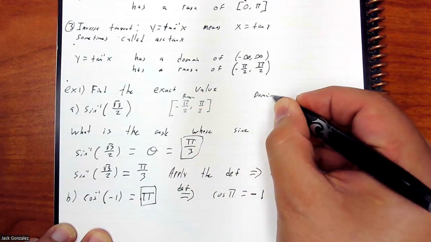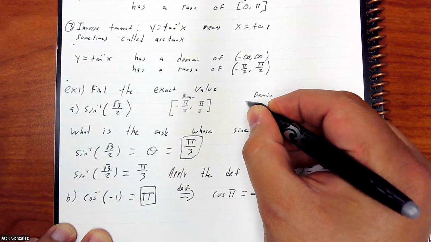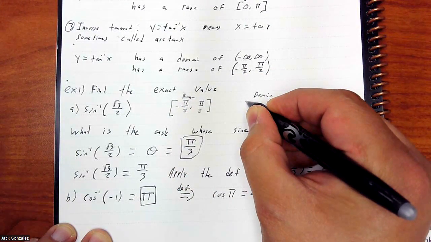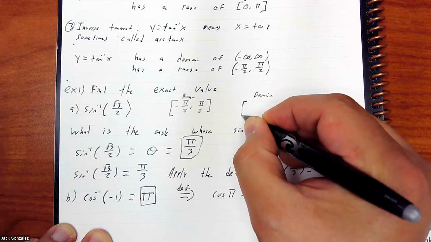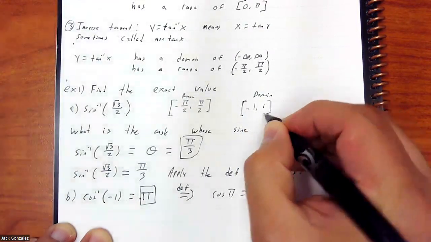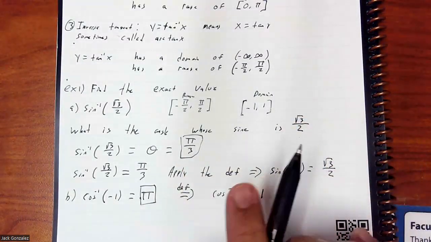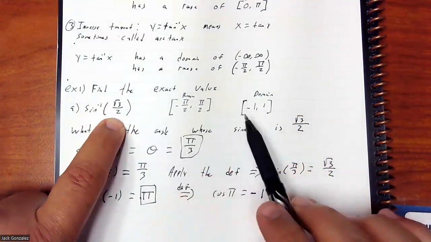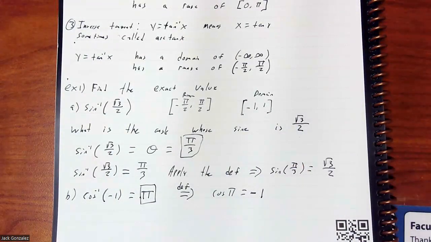And the domain we said was, what was it again? -1 to 1. So if this value is outside of here, then you can't do anything. You just write undefined. That's it, if it's too big or too negative. Same thing with the cosine.